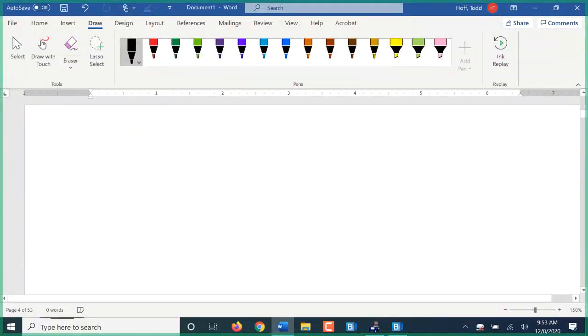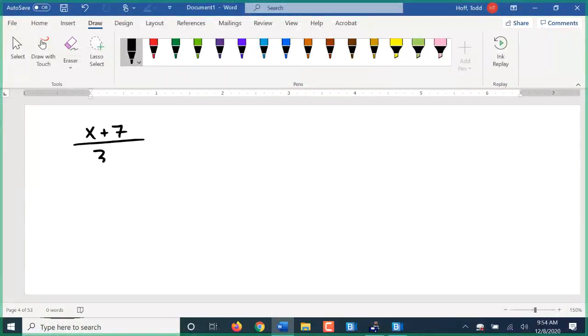Now, not all of our proportions should be solved with that simplified method, the cross multiply and divide. We might have x plus 7 over 36 equals 10 over 24.